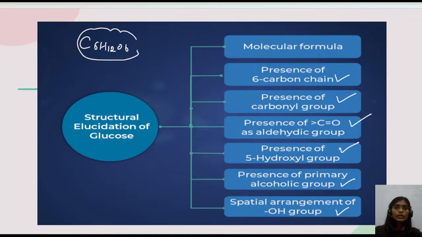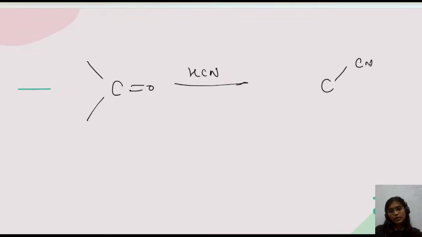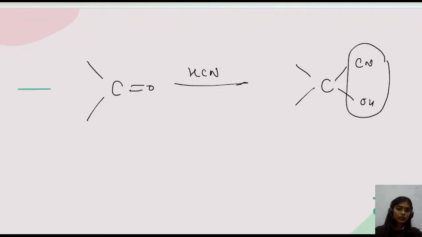Now let's see how to check the next point, the presence of the carbonyl group. If you want to check the presence of a carbonyl compound, just go with the reaction with HCN. In the previous class we discussed this, let me give you a brief. Suppose this is a CO group, the carbonyl group, and we use HCN. One part combines with cyanide and the other part combines with OH, and we call it a cyanohydrin. This is how HCN reacts with a carbonyl compound.